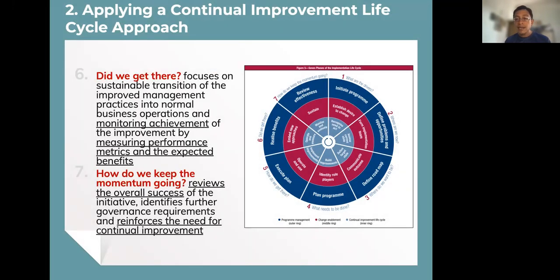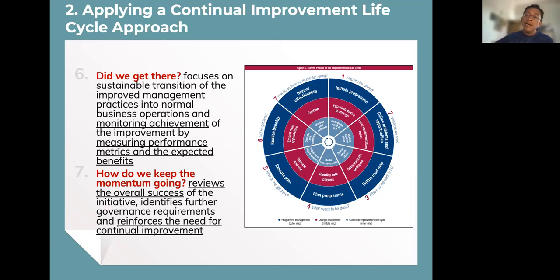And here is the sixth. So you need to measure again, did we get there? You need to focus on the sustainable transition, on the improved management practices into the normal business operations. Meaning that you have to monitor the achievement and also the improvement by measuring the performance metrics and the expected benefits. So you see here, previously you set up the KPI, you set up the metrics that you will use to understand the achievement of your organization, of your initiatives, of the GEIT.